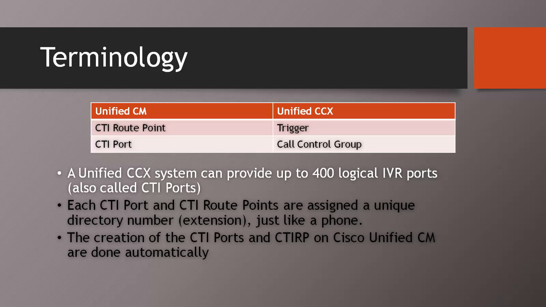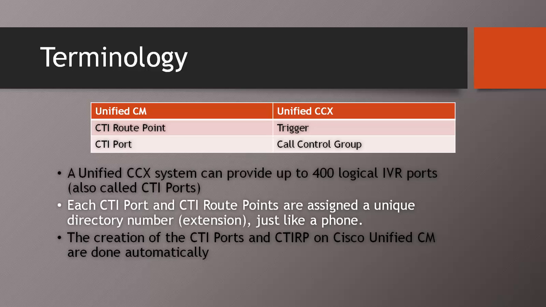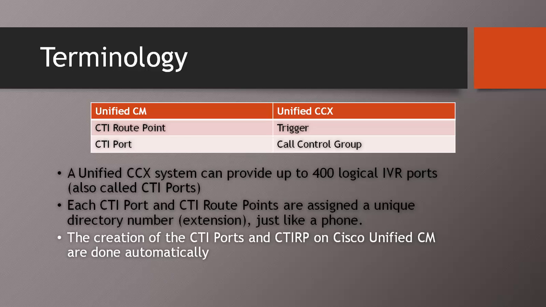So a Unified CCX system can provide up to 400 logical IVR ports, also called CTI ports, and all this depends on the server capacity. Each CTI port and CTI route point is assigned a unique directory number, just like a phone, but these CTI ports are virtual. The creation of CTI ports and CTI route points on Unified CM is done automatically when we create the trigger and call control group in Unified CCX.